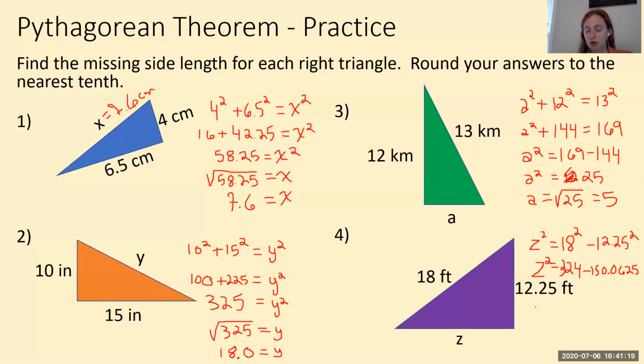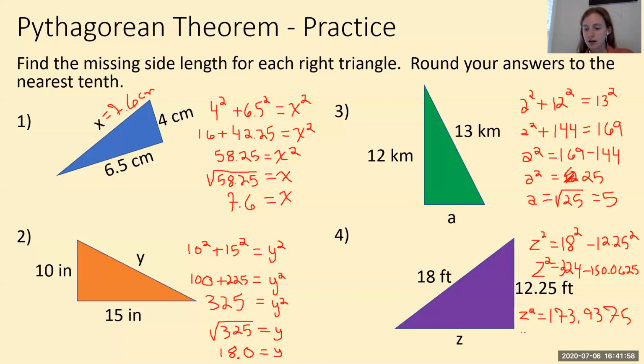Okay, so z squared equals 324 minus 150.0625. So now I'm going to go ahead and subtract. And I'm going to have to jump down here so I've got some space. I get that z squared is equal to 173.9375.